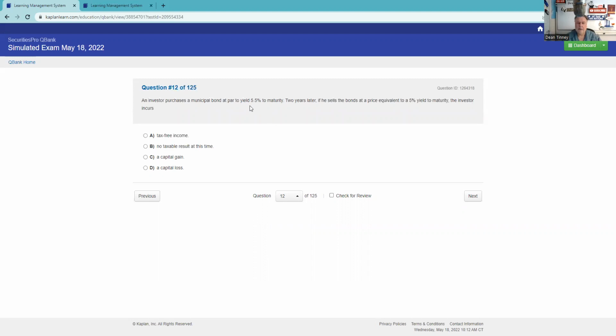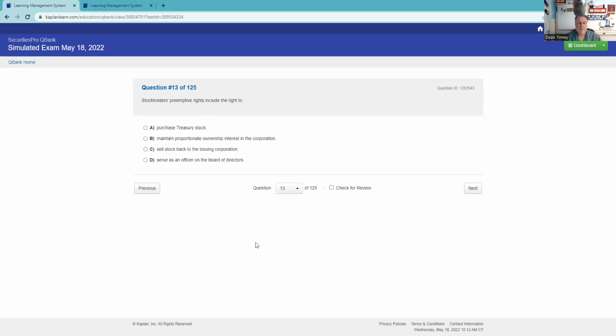So if the yield got knocked down from 5.5 to 5, that means the price went up. And so it looks like I've got a capital gain there. Remember, the only component of a muni bond that's tax-free is the coupon. If you buy the muni bond low, you sell it high, you're going to have to pay taxes on that.